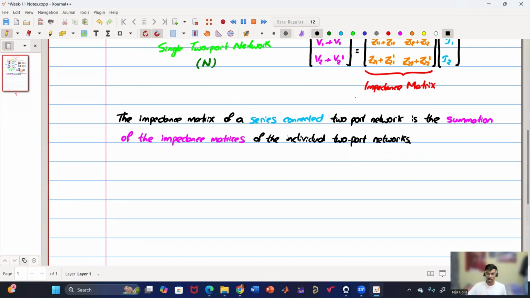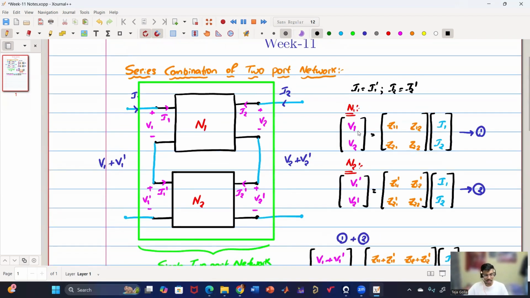Is this fine? Is this concept clear? If it is series connected, this is how we are getting the parameters. If you have any doubts, you can ask, else we can proceed to the parallel combination of two port networks. Any doubts until this point, anyone? Are things clear?